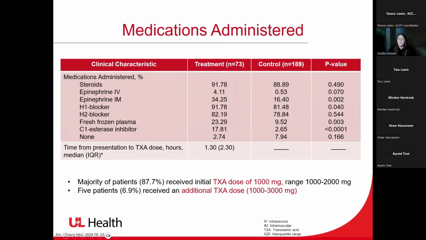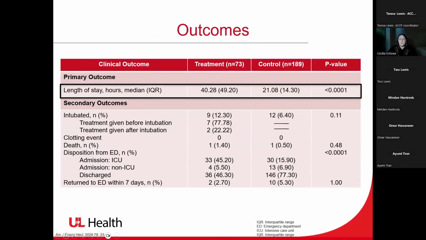So they did mention a majority of patients received an initial TXA dose of 1,000 milligrams, with that being a range of 1 to 2 grams. And they did note that 5 patients received an additional dose of TXA, ranging anywhere from 1 to 3 additional grams. When we look at our outcomes, so in terms of our primary outcome, length of stay, this was reported in hours. You can see it was almost double the amount of time in our treatment group at 40 hours compared to 21 hours in our control group.